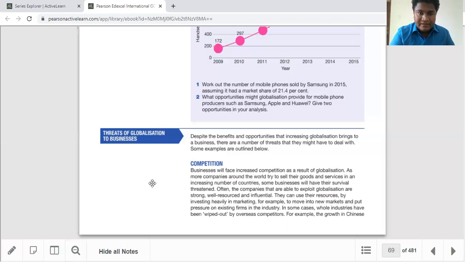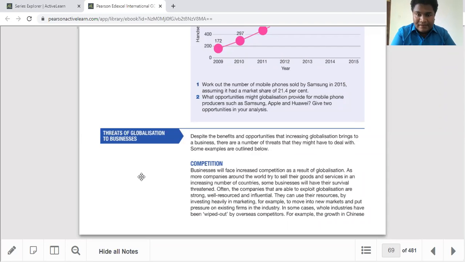So the threats of globalization, the disadvantage side of globalization, you're starting with competition. Higher competition. Despite the benefits and opportunities, globalization brings businesses a number of threats, difficulties and challenges, and high competition is one. Before globalization, no one was there, only you. In the domestic market, you were like a king. But because of globalization, countries open their borders and people start importing from other countries. Then what happened? Very high competition. So then you have to make a strategy in order to face this competition.